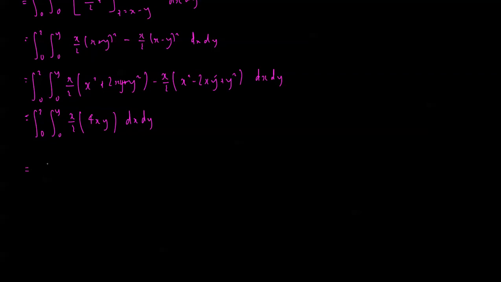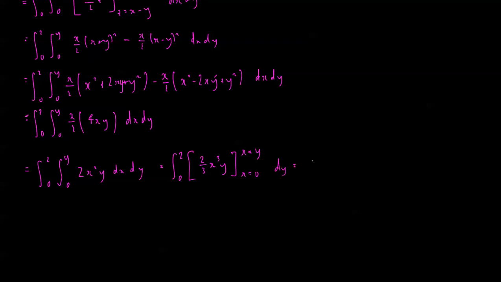Okay, so let's come down here to finish this off. That's equal to 2 to 0, y to 0, the 2's cancel to give me 2, and I get an x squared, so 2x squared y dx dy. So I need to integrate that with respect to x. 2 to 0, so 2 on 3 x cubed times y, from x equals y to x equals 0, dy. Sub in x equals y, I have y cubed times y, which is y to the 4, so 2 on 3 y to the 4, and sub in x equals 0, I get 0.